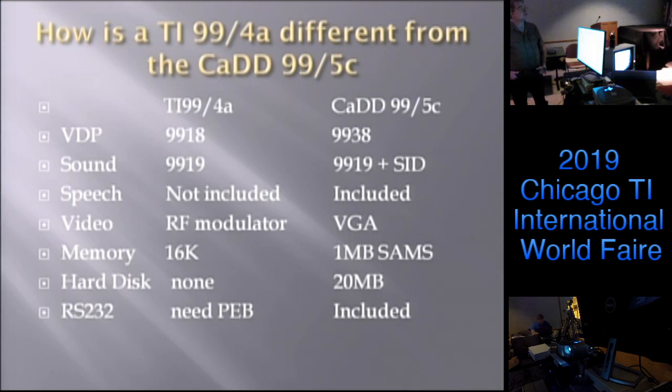Memory, 16K versus 1 megabyte of super AMS memory, plus 128K of video memory. Hard disk, none, 20 megabyte on the emulator. RS-232, you needed a peripheral expansion box, and it's included on the emulator. And the version included on the emulator does not have the handshake lines, just RX and TX.